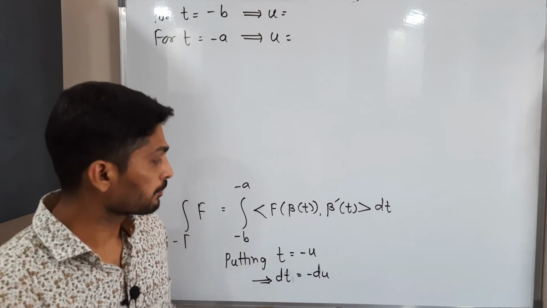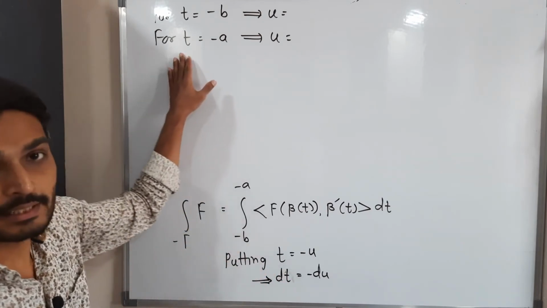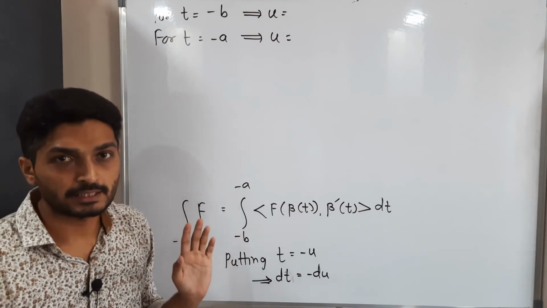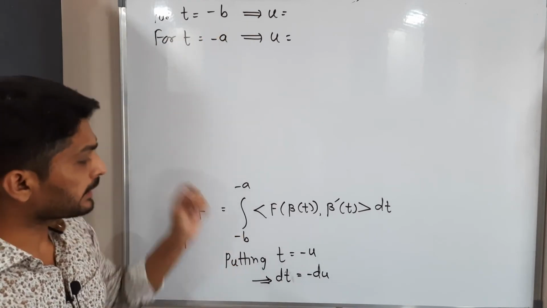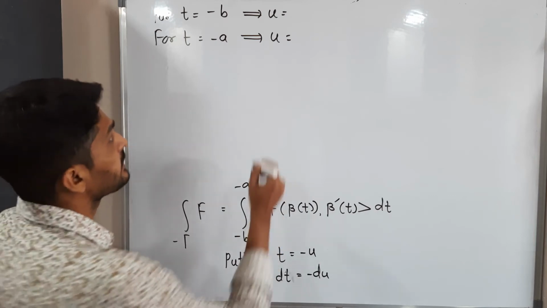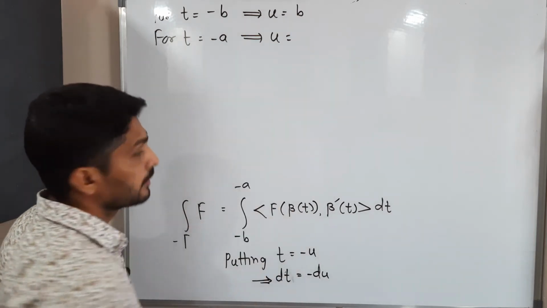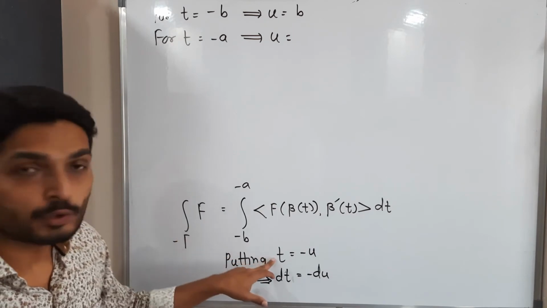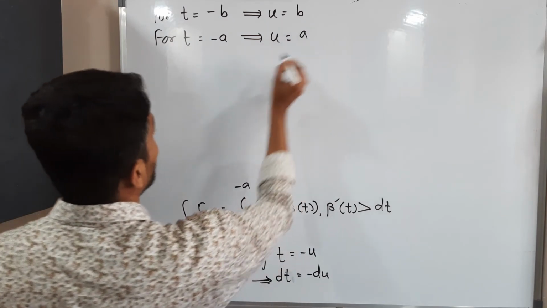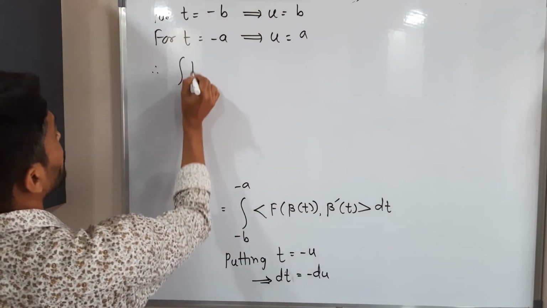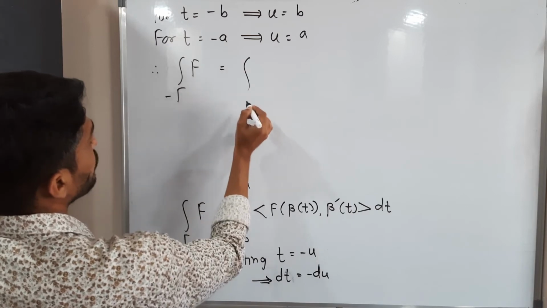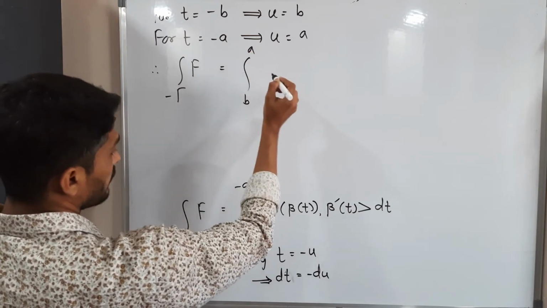Let us continue. See, limits. Let us find limits now. What is the lower limit? Minus b, and the upper limit is minus a. For t is equal to minus b, if I put t is equal to minus b here, minus minus will get cancelled and we will have u is equal to b. For t is equal to minus a, minus minus will get cancelled, u is equal to a. Therefore, the integration of f over minus gamma is equal to our new limits b to a, right?